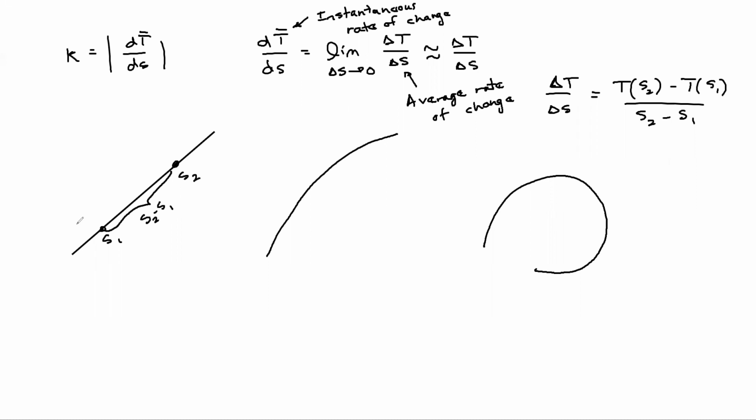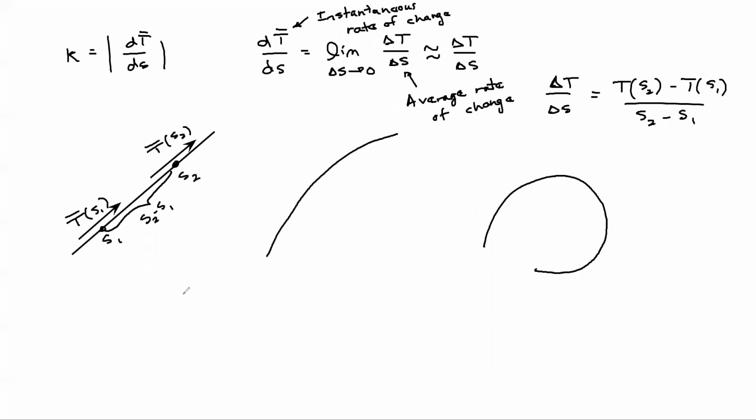Now I'm going to say, all right, what is the unit tangent here? Well, the unit tangent on a straight line is going to look like this. And then the unit tangent here, again on a straight line, is going to look like that.